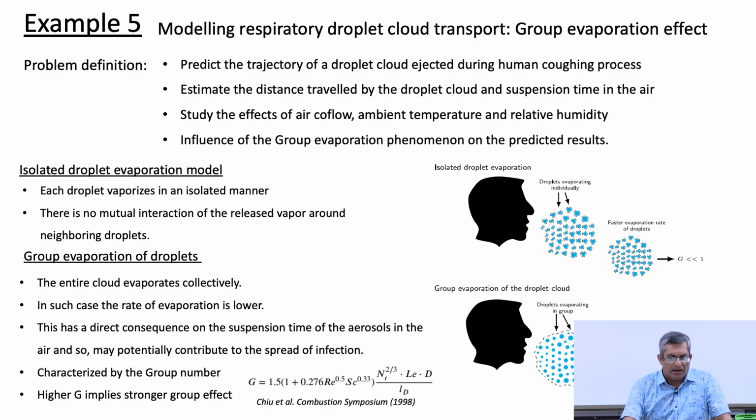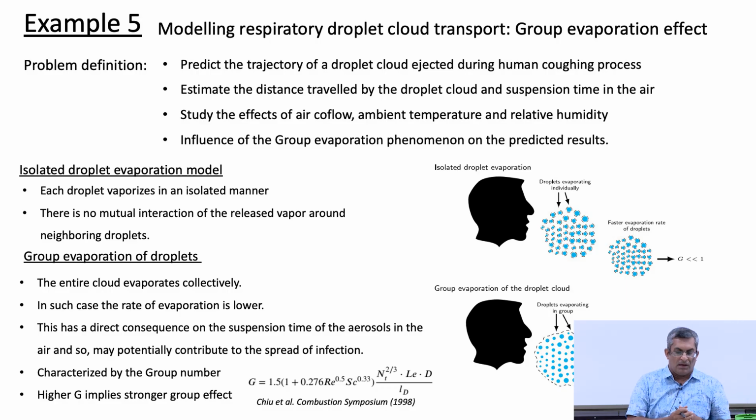So here we need to model respiratory droplets. So imagine someone is coughing or sneezing. A person is standing and coughing. So how far would the droplet cloud be transported? What will be the distance from the injection point? How long would the droplets suspend in air? This information is very essential if we want to restrict infection. Okay, kind of a scenario that we recently experienced.